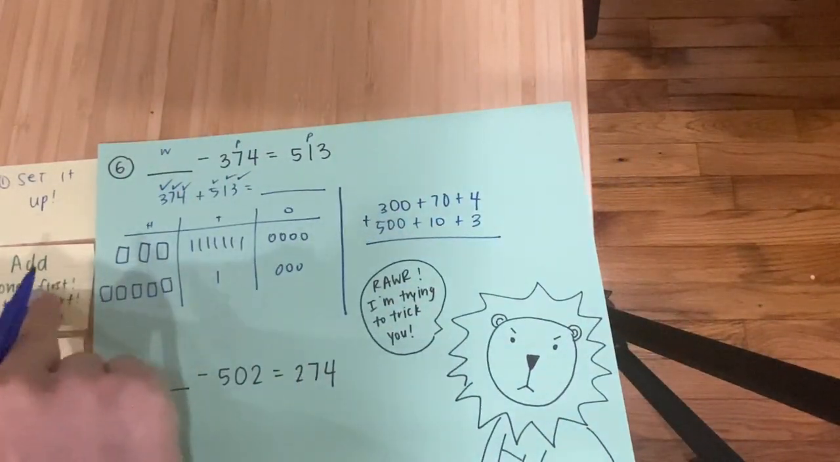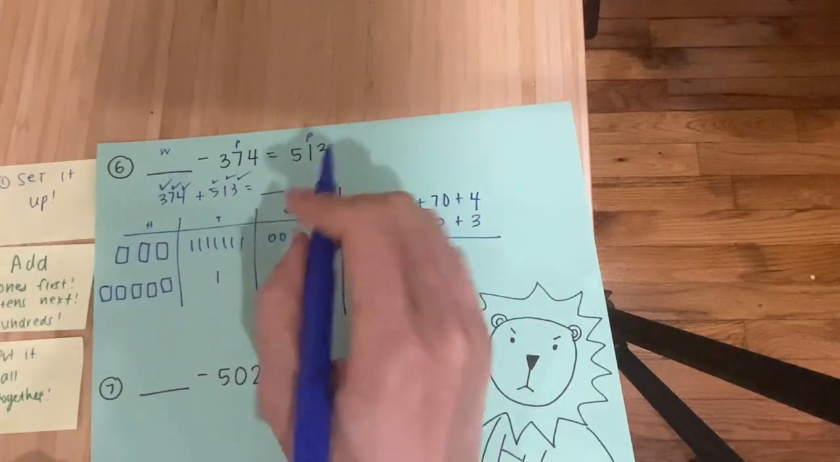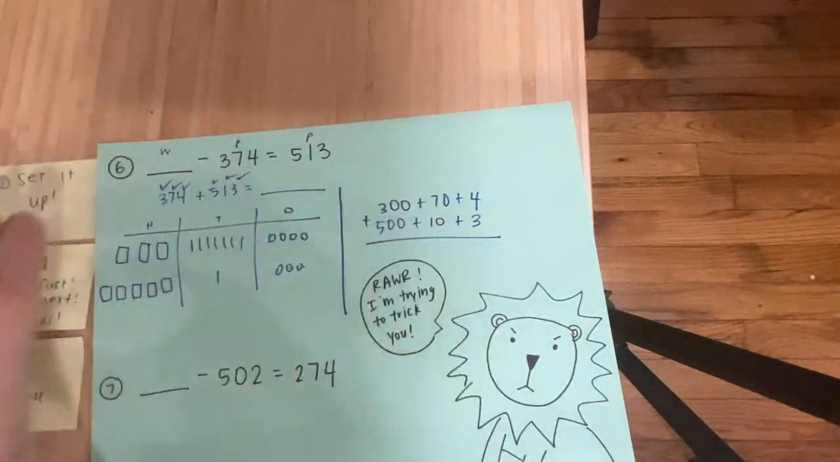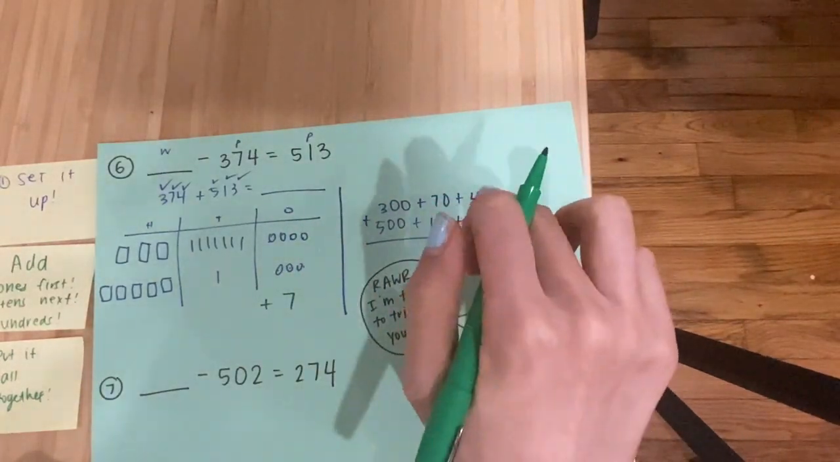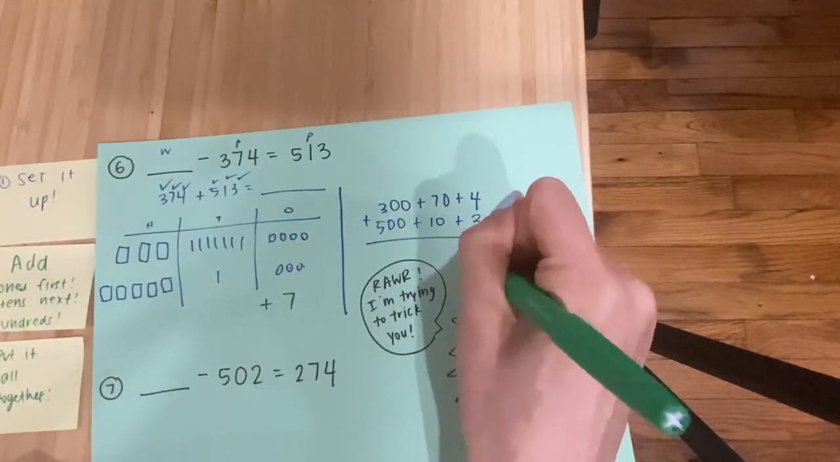Next, I'm going to add my ones first. So that's 1, 2, 3, 4, 5, 6, 7. Plus, let me add my ones first over here. 4 plus 3 is 7.